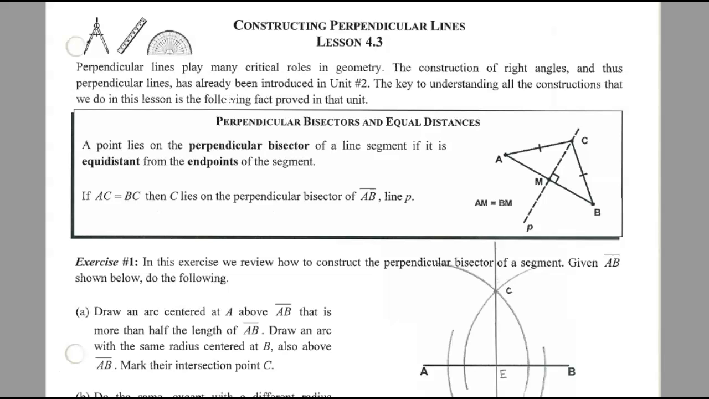So there's an illustration of it here in the diagram: line CM would be a perpendicular bisector of AB because AC and CB are equal and therefore equidistant from points A and B.